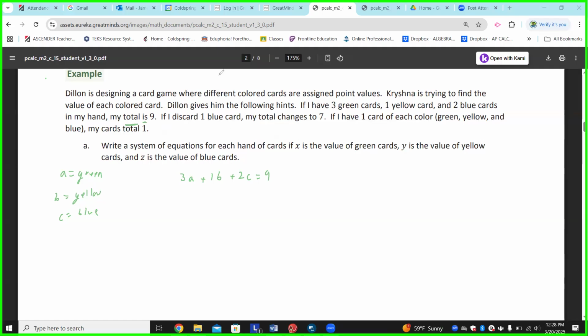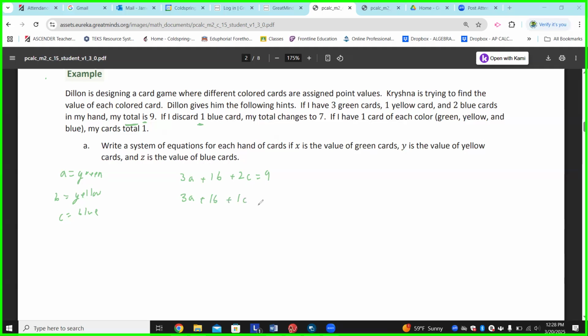Then he kind of gets a little descriptive here, and he goes, if I discard one blue card, my total changes to 7. So how many greens does he have in the second one? He still has 3. How many yellow cards does he have? Oh, my bad. I get distracted with these letters. I still got 1 yellow. And then blue, I have now only 1 blue. Yes, sir.